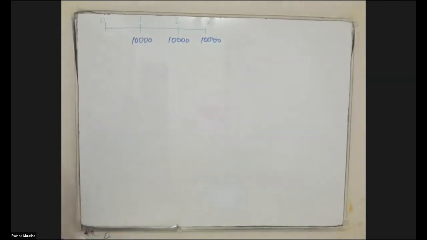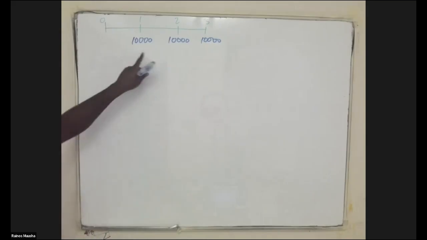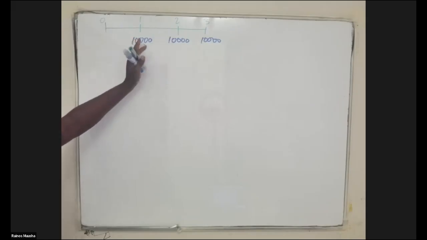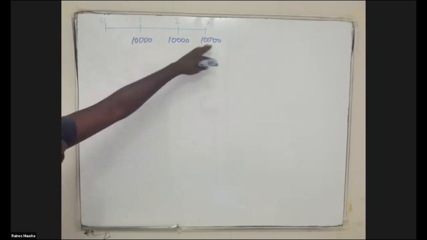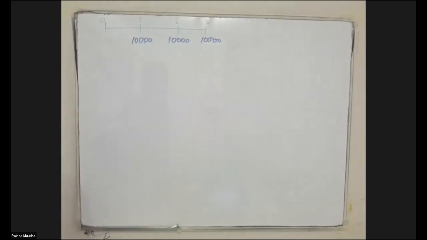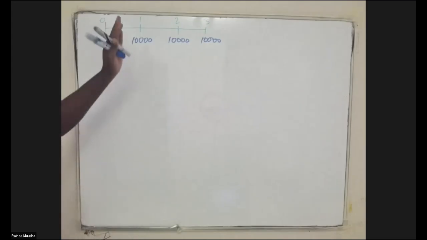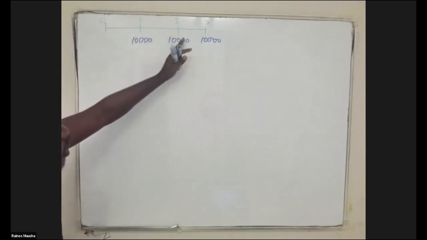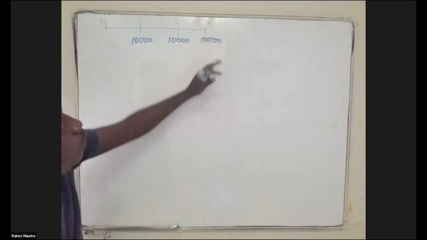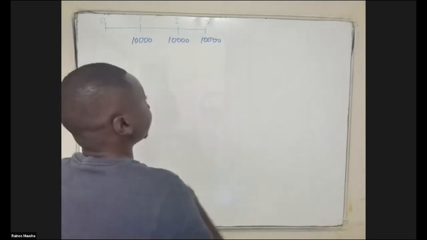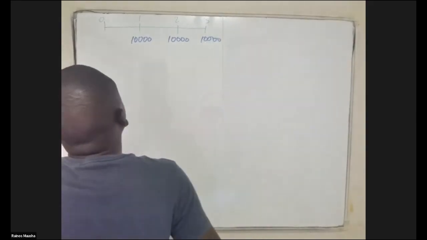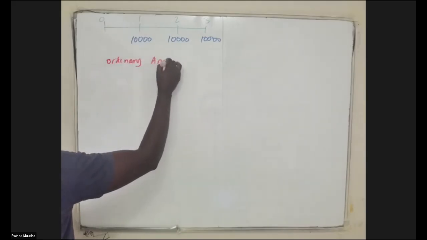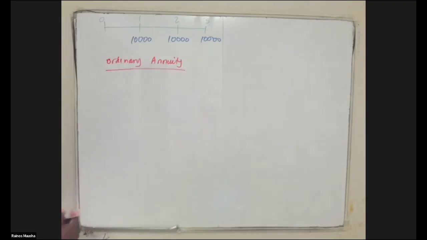If these periodic cash flows are happening at the end of each period, where the cash flow for year 1 is happening at the end of year 1, for year 2 at the end of year 2, and for year 3 at the end of year 3, we refer to this as an ordinary annuity.